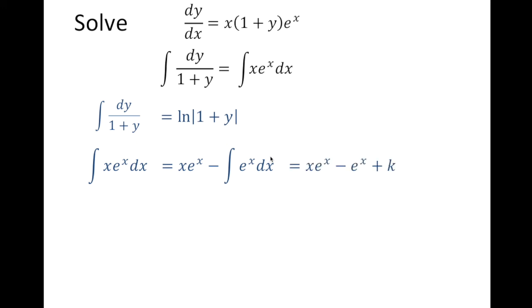Okay, so this is now going to be equal to x e to the power of x minus e to the power of x plus k. Now of course this is a constant. We can actually use any variable to represent the constant. So the left side is ln of 1 plus y is equal to x e to the power of x minus e to the x plus k.